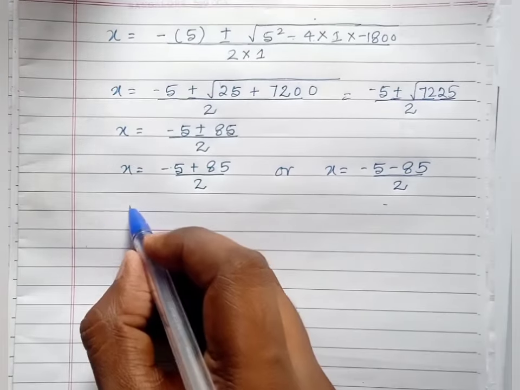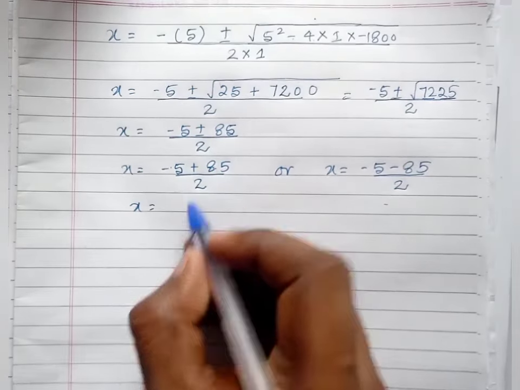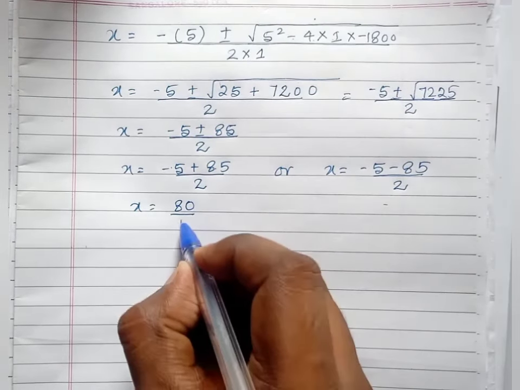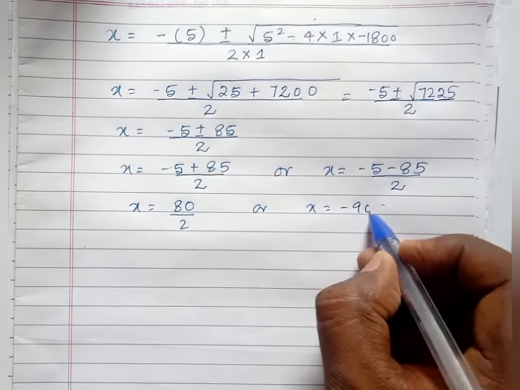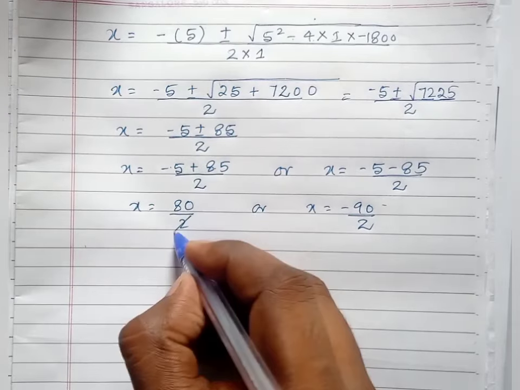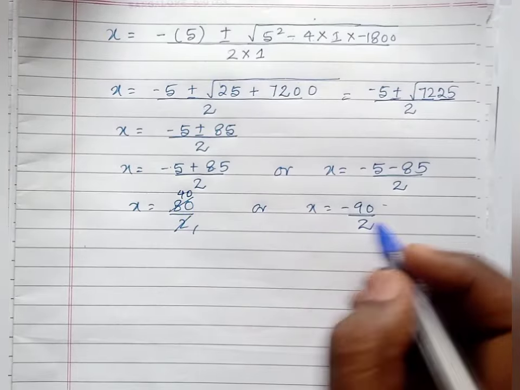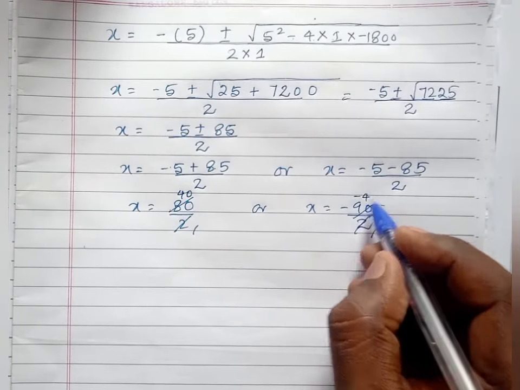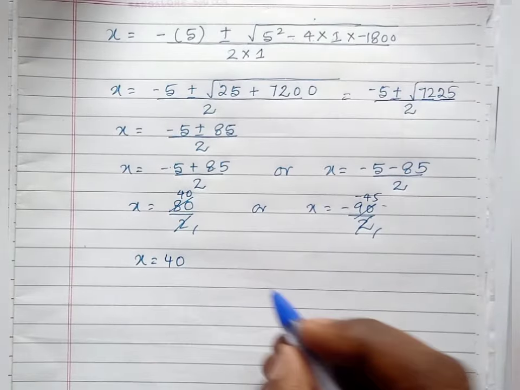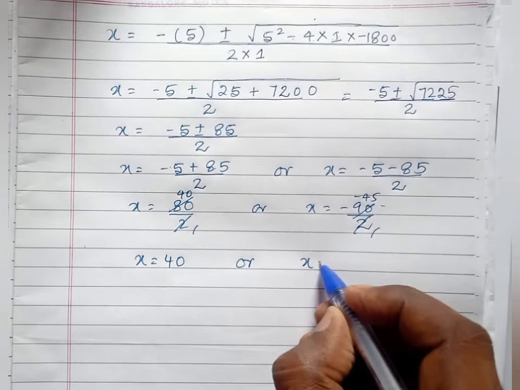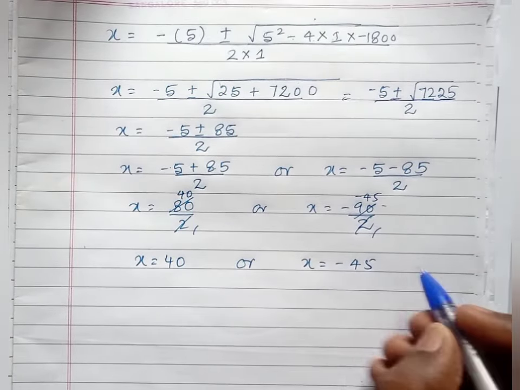Minus 5 plus 85, 85 minus 5 will give you 80 by 2, or since both the numbers are negative, add them and put the bigger number's sign, what you get is minus 90 by 2. Now 2 ones are 2, 40s are 2 ones are 2, minus 45s are. So what you get is x equals 40 or x equals minus 45.